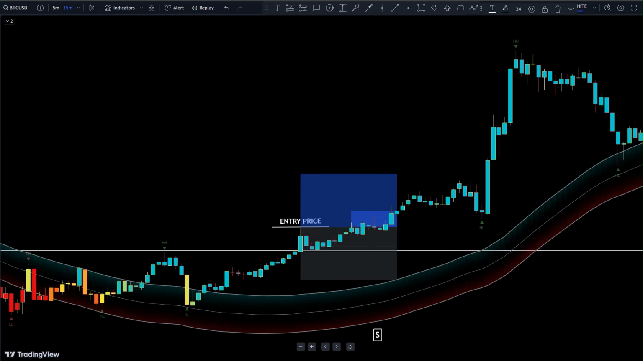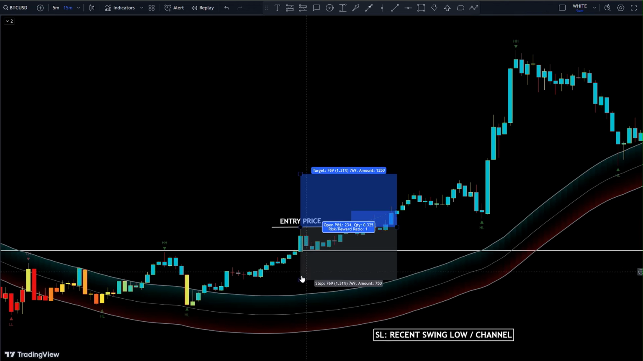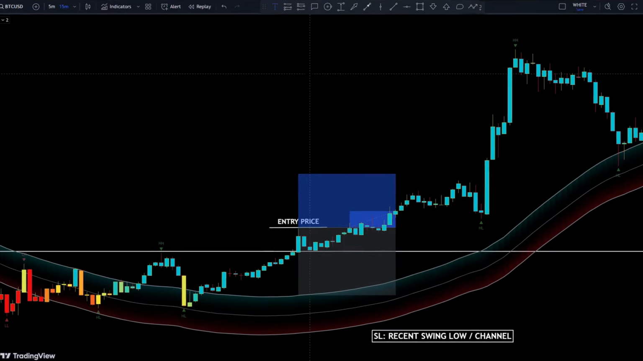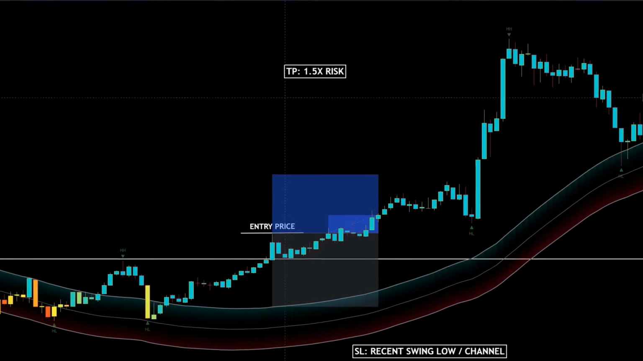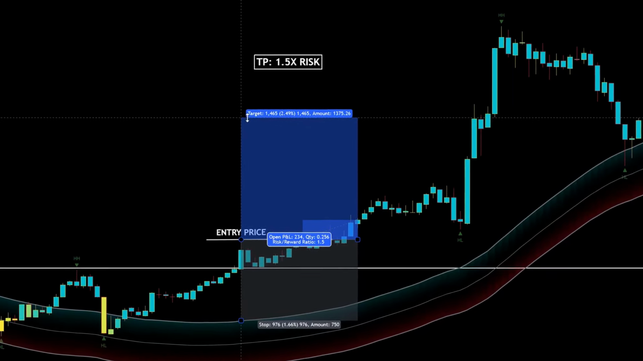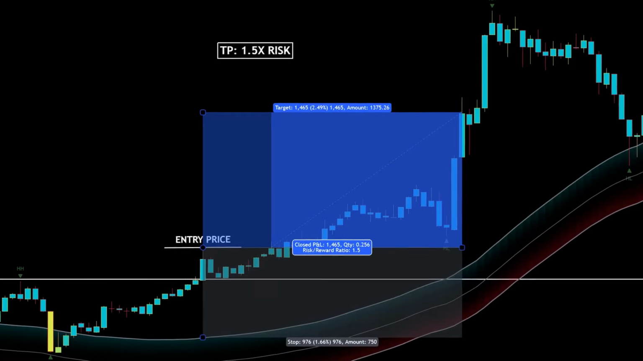Now let's discuss risk management. For our stop loss, we've got a couple of solid options. We can either place it below the most recent swing low, or we can use one of the bands of the channel. Both are reliable choices to protect our investment. And when it comes to setting a take profit target, we want a healthy risk to reward ratio. We're aiming for a 1 to 1.5 ratio. This means our potential profit is 1.5 times our potential loss.